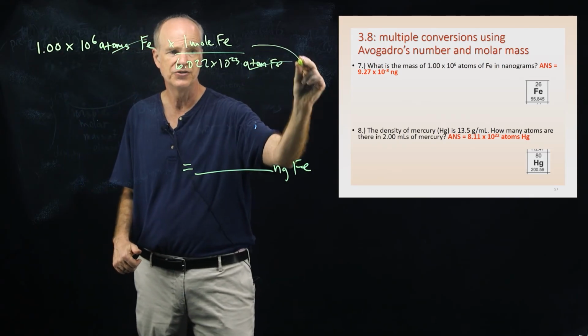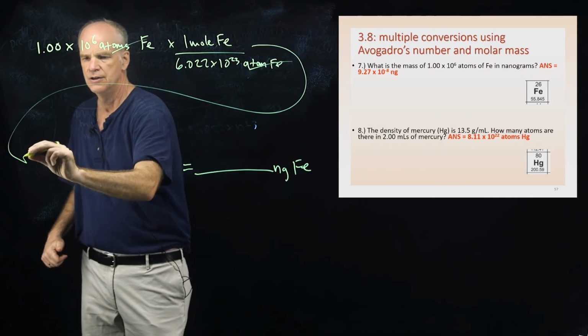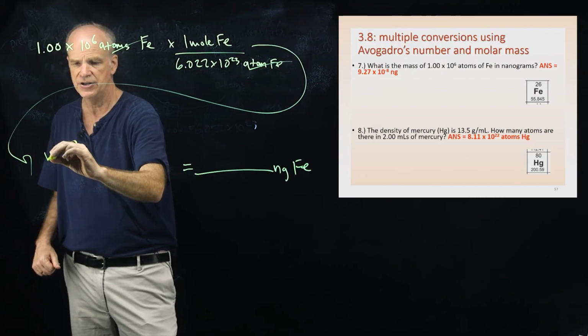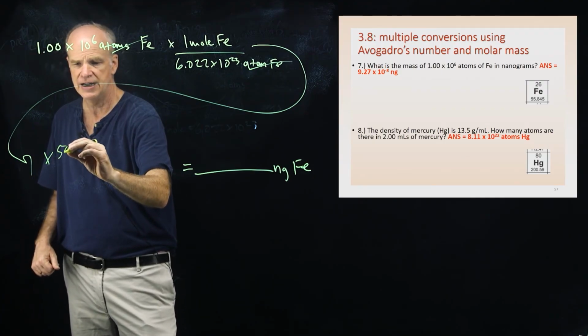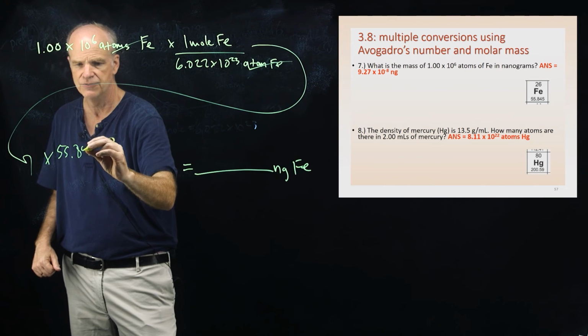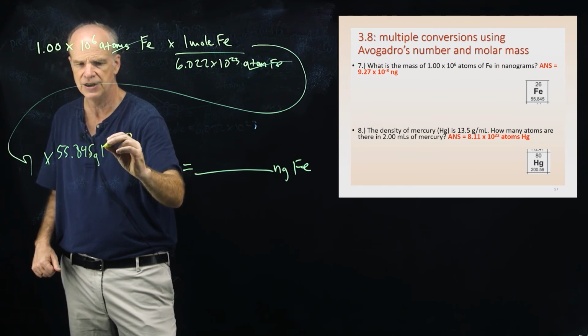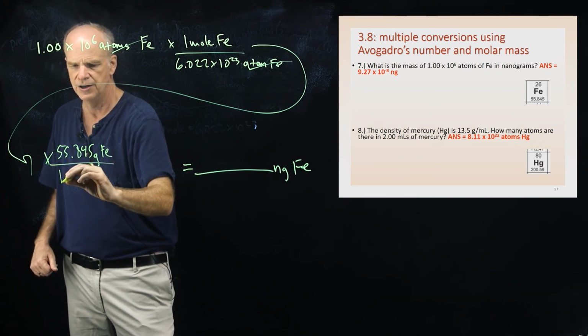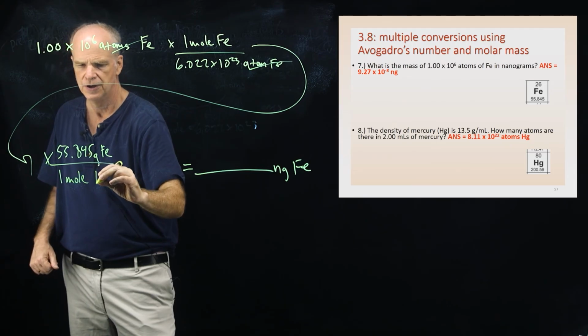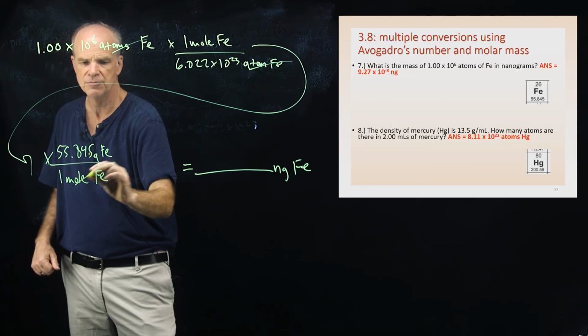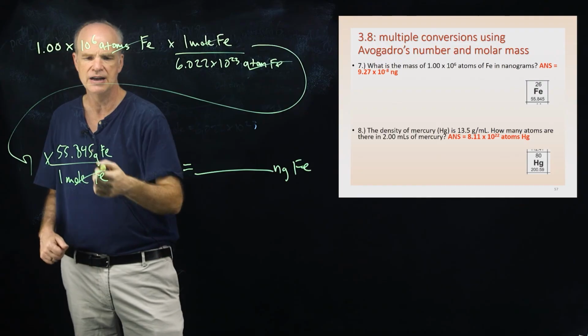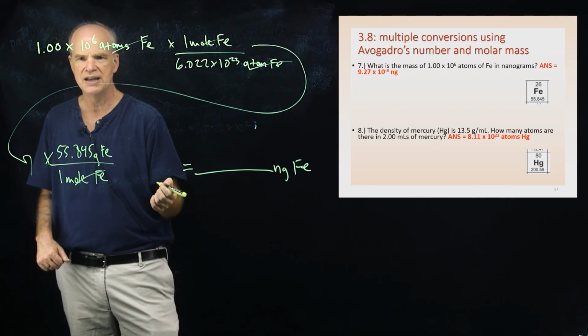So let me just carry this down here. So here I have times 55.845 grams of iron over 1 mole of iron. And so you can see moles of iron cancel out and get an answer in grams. But the problem is we want the answer in nanograms.